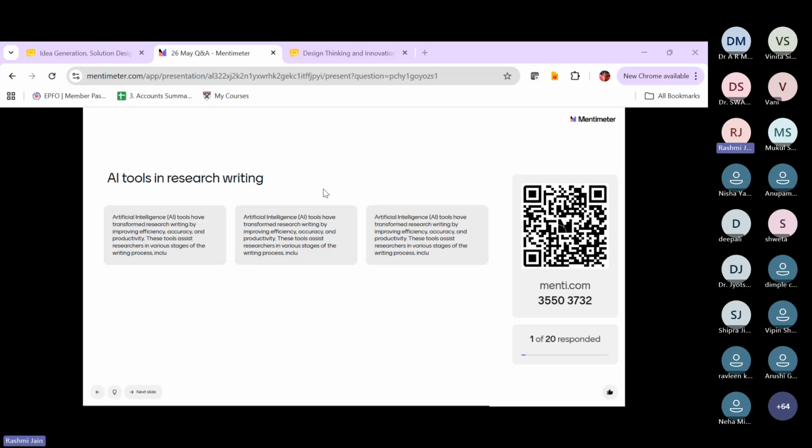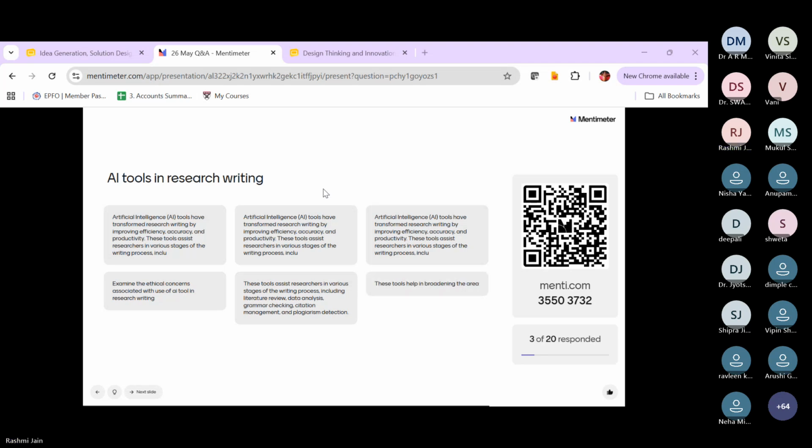There would be some literature review systems, some sort of plagiarism identification systems. Examine the ethical concerns associated with the use of AI tool. Very good, very good. Examine the ethical concerns associated with the use of AI tool in research writing. So I'll just pick up the pointers from this response.